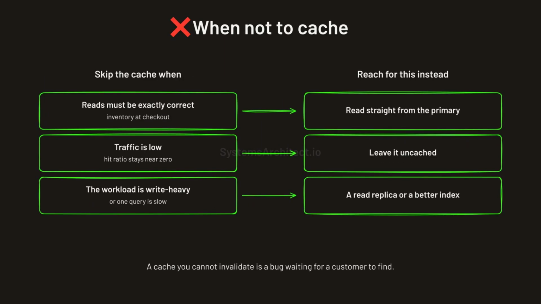Caching adds a second source of truth, and that is never free. Skip it for data that must be exactly correct on every read, like inventory at checkout. For write-heavy workloads, a read replica or a better index often beats a cache. If your problem is one slow query, fix the query first. Caching it just hides the bug. A cache you cannot invalidate is a bug waiting for a customer to find.